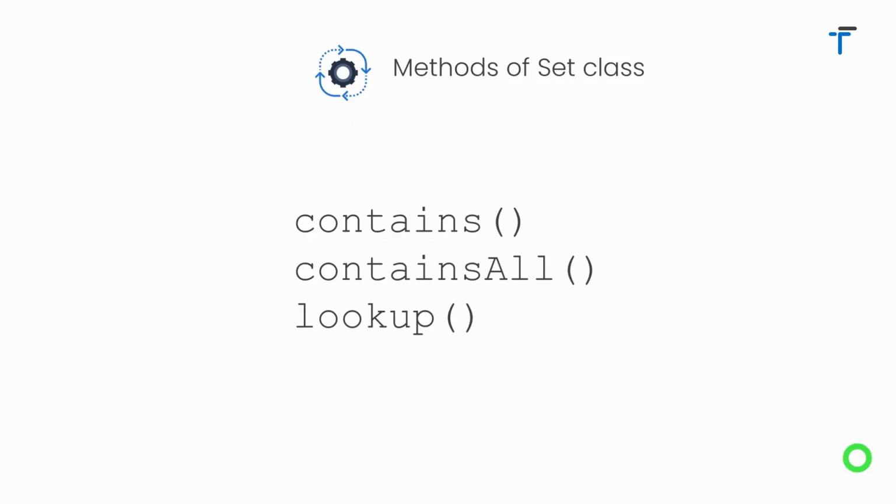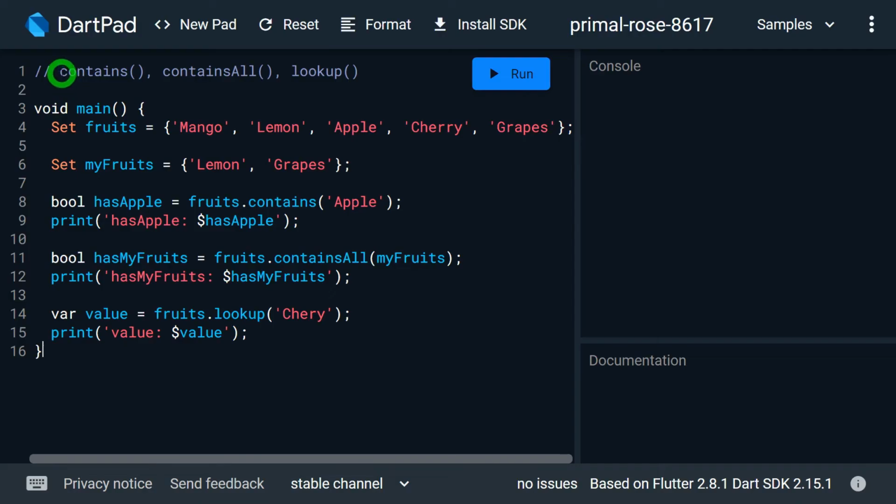Let's try to understand the methods contains, containsAll and lookup. The contains method is used to check whether a specific element is present in the set or not. The containsAll method is used to check whether all elements in a given set are present in another set or not. And the lookup method is used to check whether a specific element is present in the set or not.